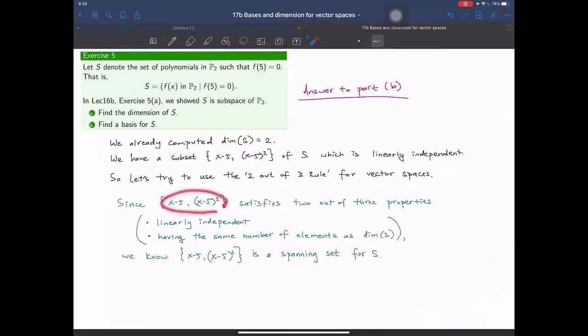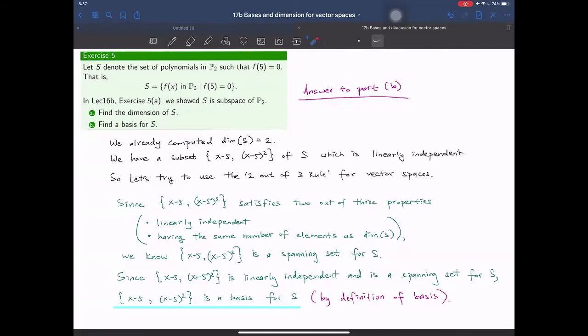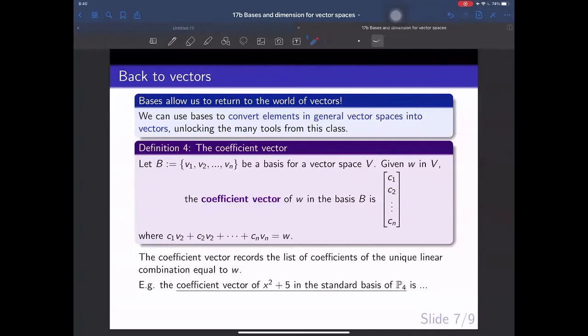Since our set satisfies 2 out of the 3 properties, we know it is linearly independent, and we know it has the same number of elements as the dimension of S, which is 2. So the 2 out of 3 rule tells us that this set is also a spanning set for S. By definition of bases, then this set is a basis for S, since it is both a spanning set and is linearly independent.